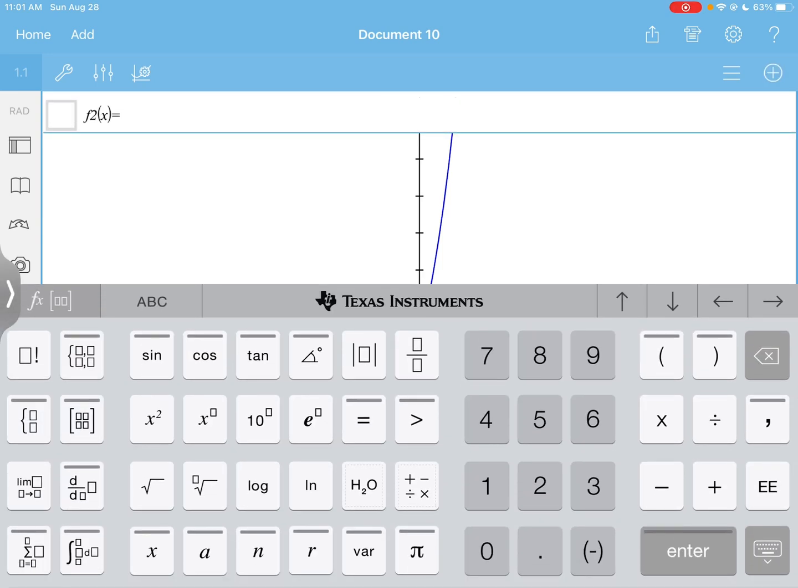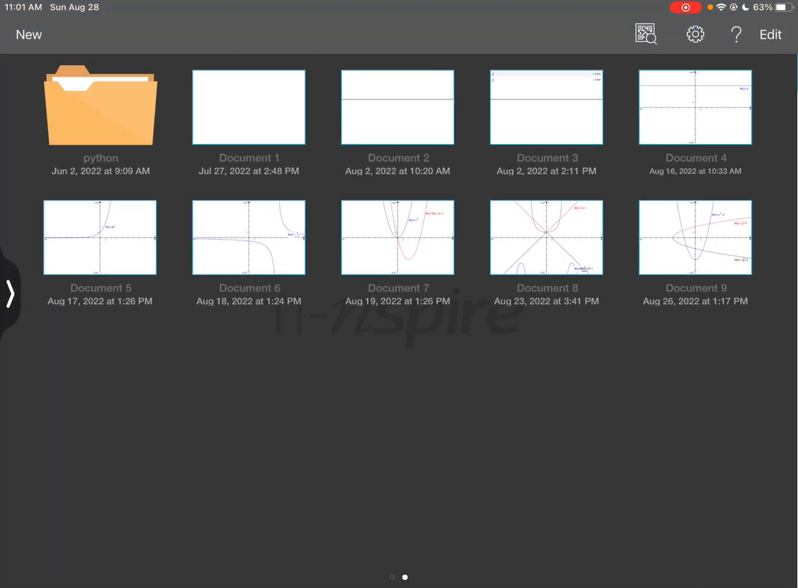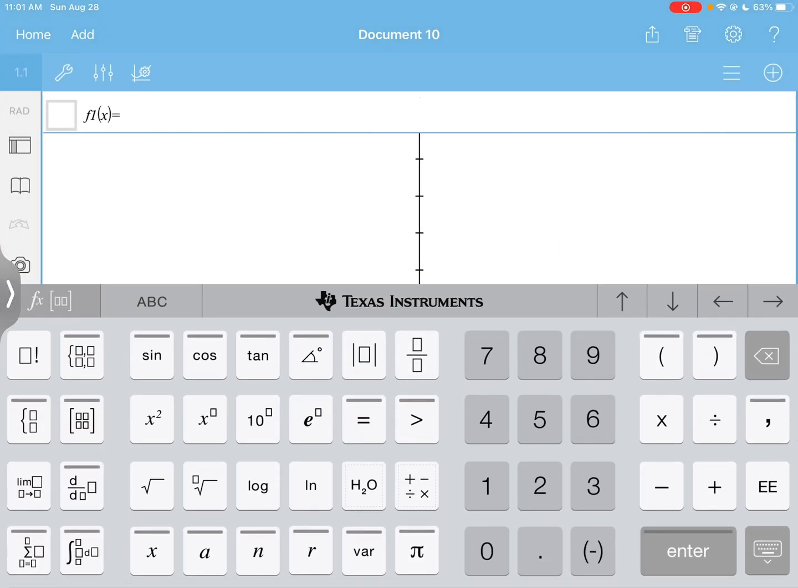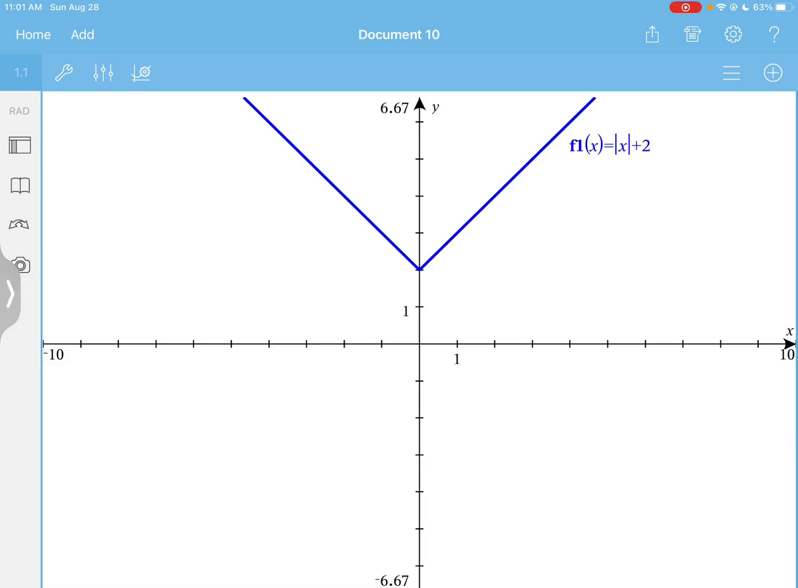Then I go to C. So I'm going to start with a new graph so I don't get confused with a whole bunch of graphs. I have the absolute value of x, and then I have plus 2. I type it in. It is symmetrical on the y-axis, therefore it is an even function.